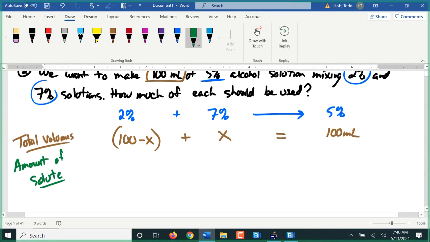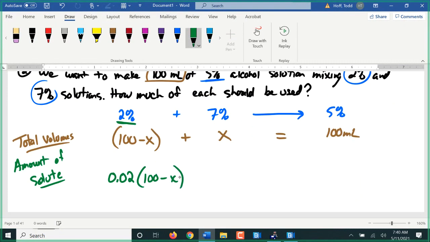Remember, it's concentration times amount. So for the 2%, it's 0.02 is the concentration. That's just the decimal form of the percent. Times the amount of 100 minus X. Plus, for the 7%, it's 0.07 times that amount of X equals, for our 5%, that's 0.05 times that amount of 100. So now we've created our equation.